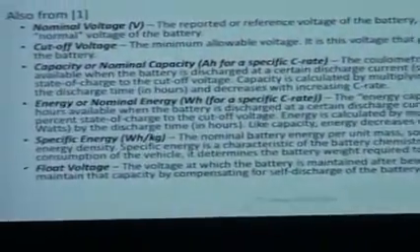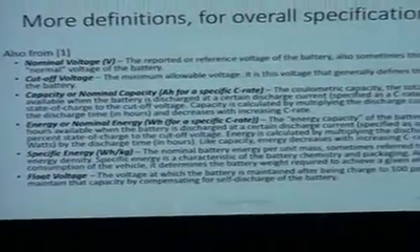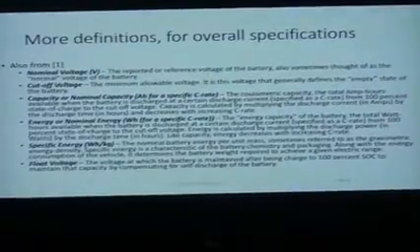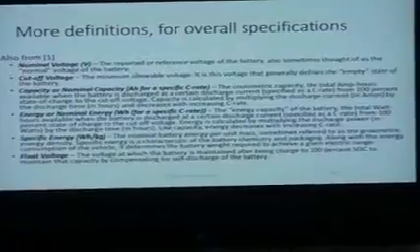Some other definitions. I know there's a lot of words here. The nominal voltage is essentially what you would find listed on the battery itself. 2.8 volts, something like that. 3.6 volts. You'll see these have 9-volt batteries. That does not mean that the battery always produces exactly that voltage. What it means is that's the normal voltage for its operation.